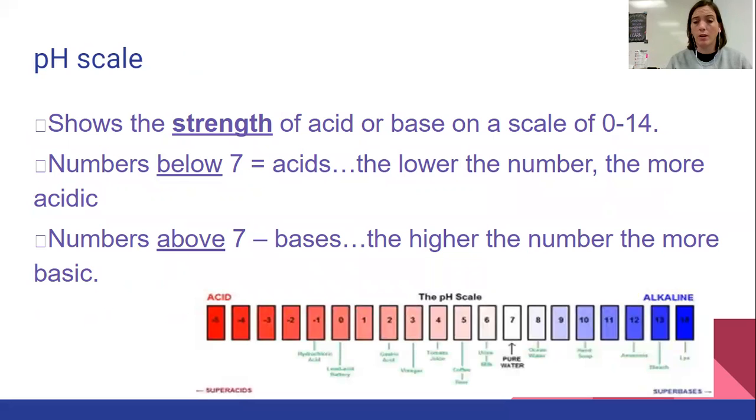Okay, so if we have a pH scale here, remember acids tend to be red, bases tend to be blue. Alkaline that you see right here is another word for base. If you want to write that down somewhere, I encourage it because you could be seeing alkaline more. But again, alkaline is just another word for base.